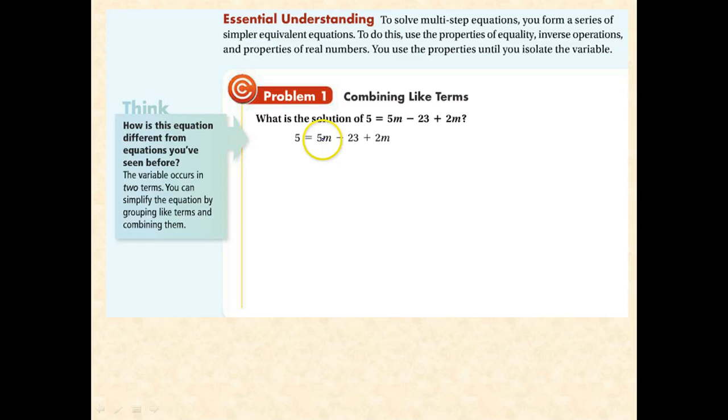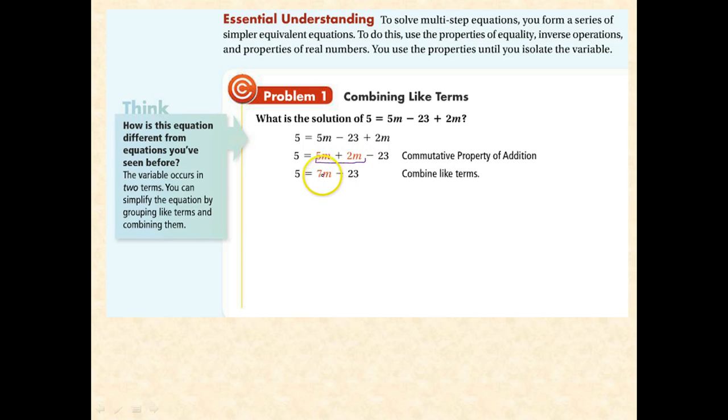Well, the variable shows up in two places, two different terms, and we can simplify that by combining like terms. So 5m and 2m, what did I do there? We switched the position of the 2m, and think of this as plus negative 23. We used the commutative property of addition. Now what do you think we're going to do with these guys? Why did we put them next to each other like that? Because we're going to combine those like terms.